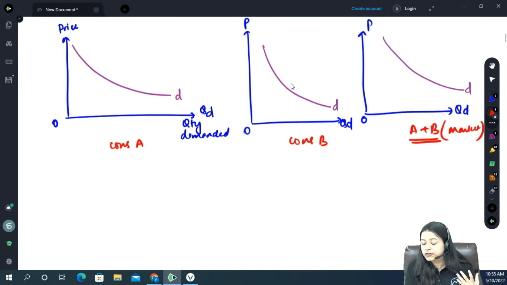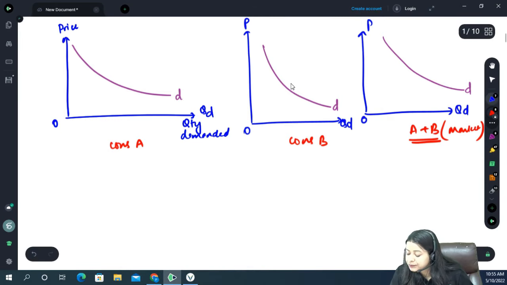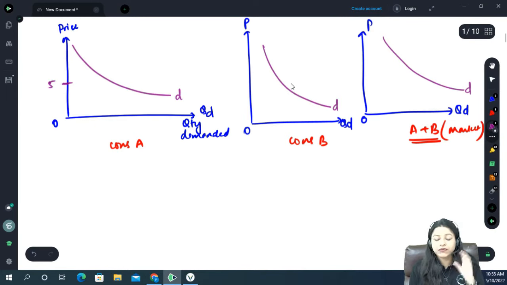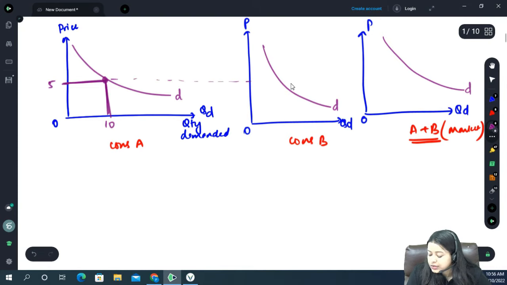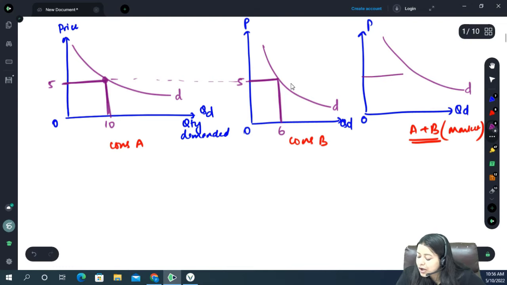What is a market demand curve? A market demand curve is the horizontal summation. Let me quickly give you an example. If a good is priced at 5, consumer A will consume at this particular quantity, maybe 10. Similarly, if it is priced at 5, consumer B will consume 6 units of that good. So in total in the market, how many quantities of the same good priced at 5 will be sold? 16.